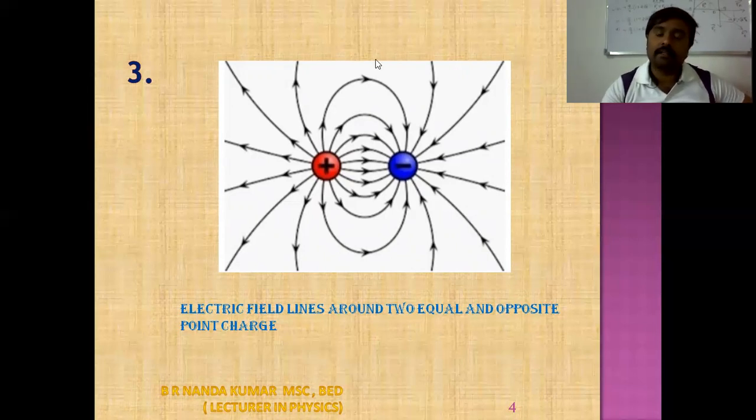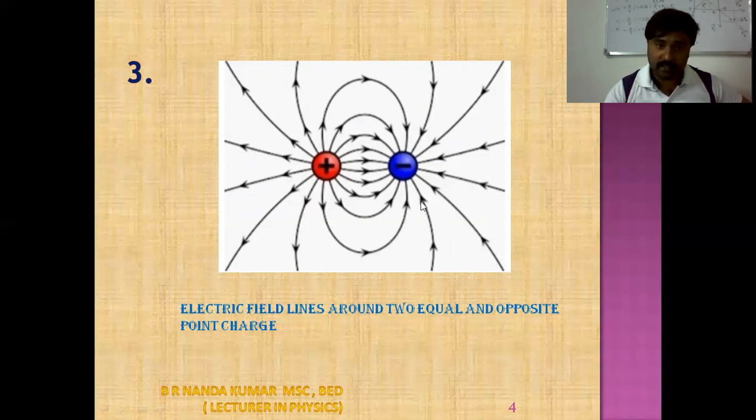Okay, and a tangent drawn at any point on the electric field line gives the direction of the electric field at that point. Suppose we want the direction of the electric field here. What do we have to do? Just draw a tangent at the point under consideration. A tangent drawn at any point on the electric field line gives the direction of the electric field at that point.